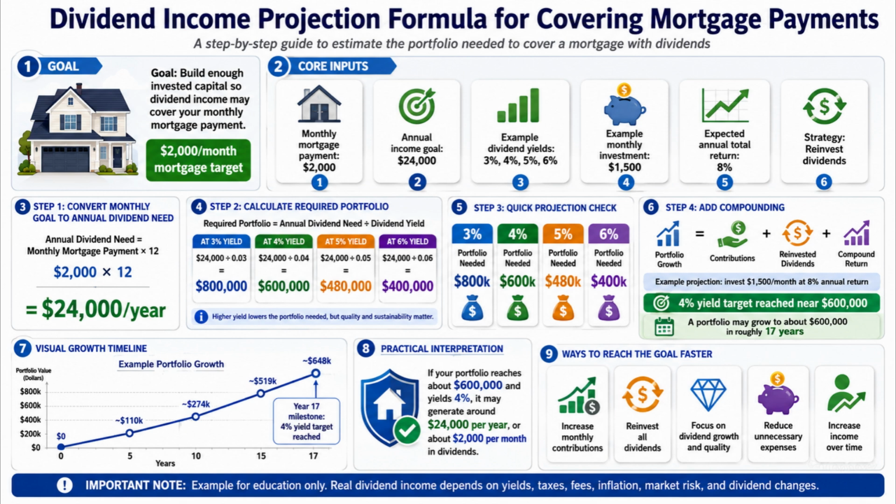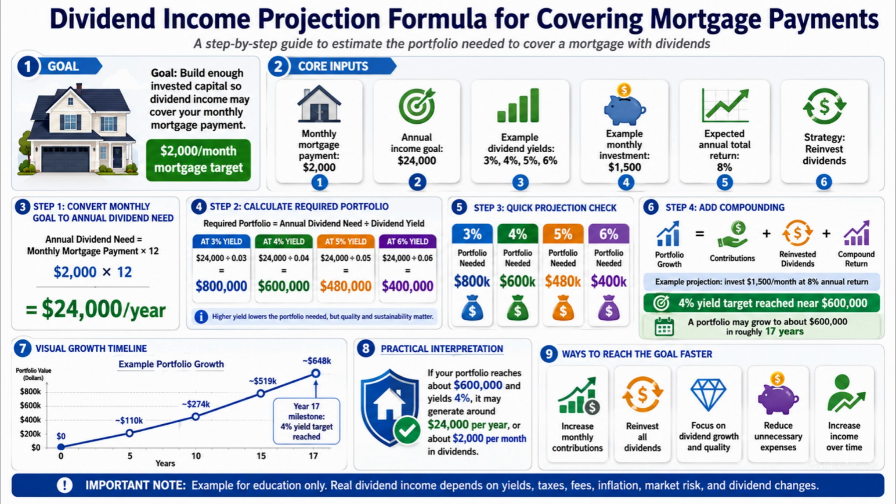Next, we convert the monthly mortgage payment into an annual dividend need. The formula is annual dividend need equals monthly mortgage payment multiplied by 12. So, $2,000 multiplied by 12 equals $24,000 per year. This means the portfolio needs to generate around $24,000 per year in dividend income.